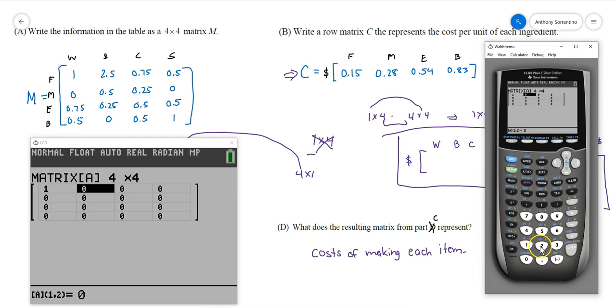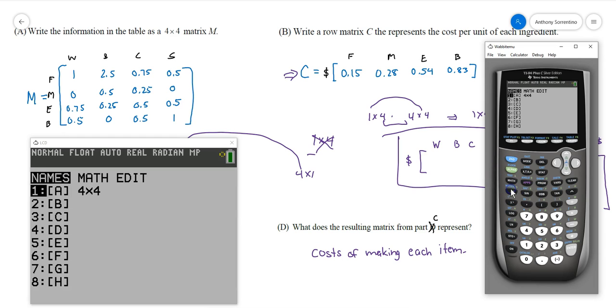I'm just typing all the numbers in, hitting enter each time, and it just moves along the matrix so I can fill it all in. So this is my matrix M, it's in under matrix A. If I come back to second, matrix again, I can see now I have a matrix that's 4 by 4 stored in A. I'm going to go to edit, and I'm going to go to matrix B.